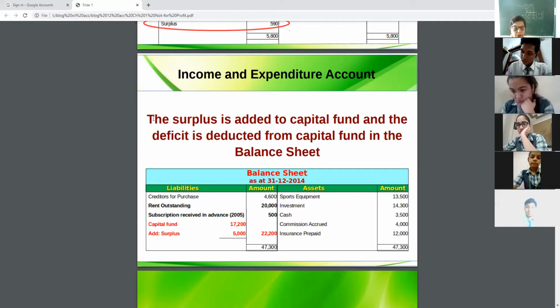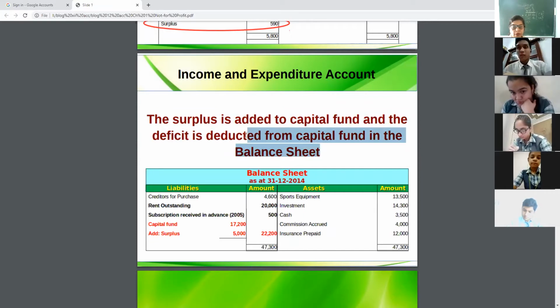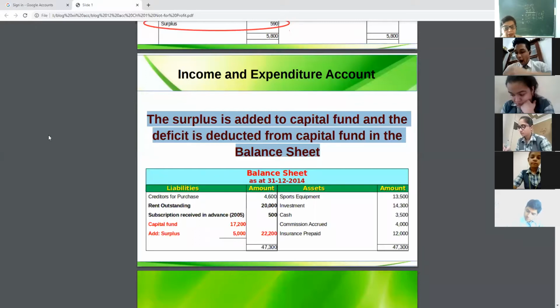You can note down this one. I can give you this in an MCQ or fill in the blank: surplus is dash to the capital fund and deficit is dash from the capital fund in the balance sheet, or we can make it in another form. You can note down this one.